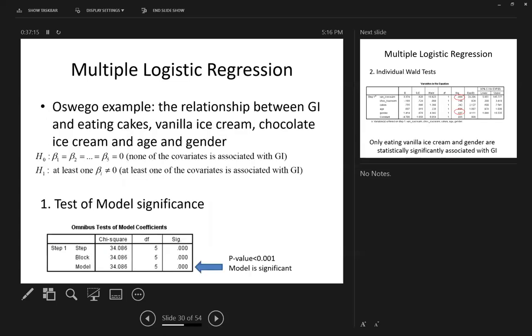So this is an example looking at the relationship between GI and eating cake, vanilla ice cream, chocolate ice cream, and age and gender. Having a GI problem is the binary variable. So this is the first one, testing the model significance. This is the chi-square test, and the chi-square test for the model is statistically significant. It means overall, those independent variables statistically explain the model.